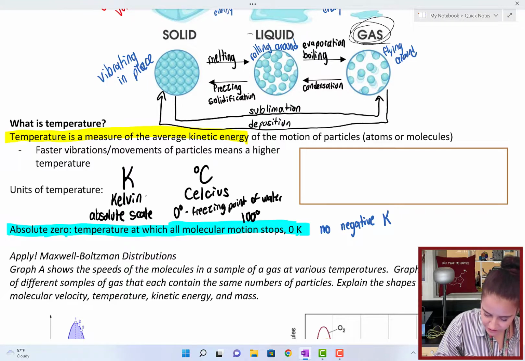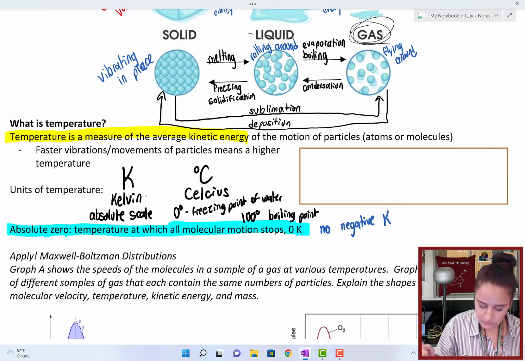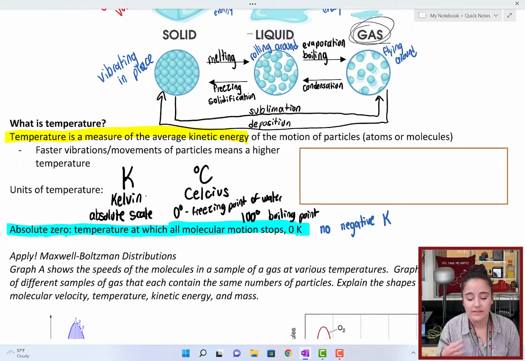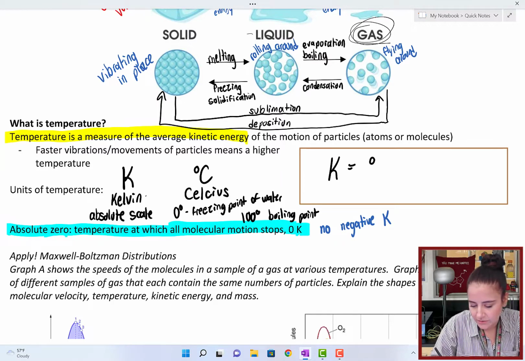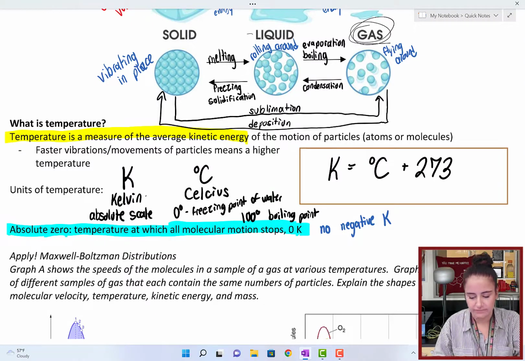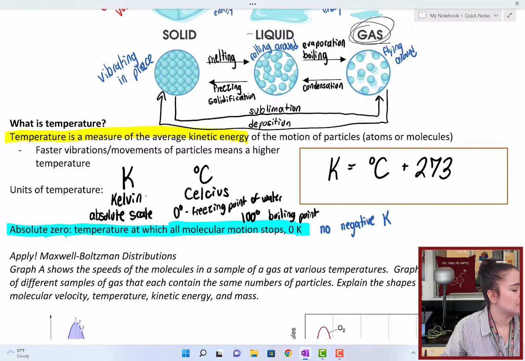And 100 degrees is the boiling point of water. Okay, that's what Celsius was based on. So because we need things in absolutes, we're always going to want to use our Kelvin scale. And the conversion is that the degrees in Kelvin equal the degrees Celsius plus 273. Technically 273.15. But yeah, that is the conversion.